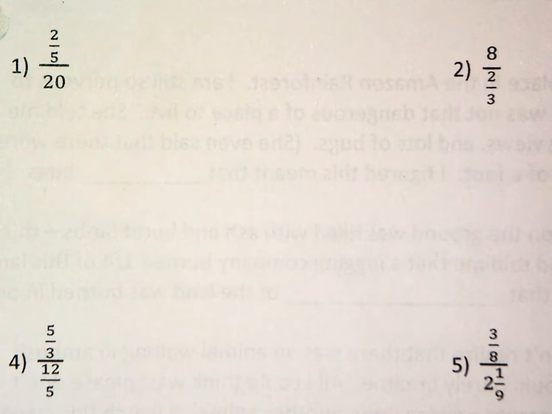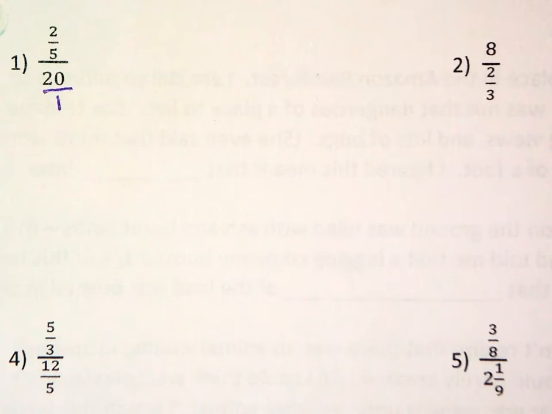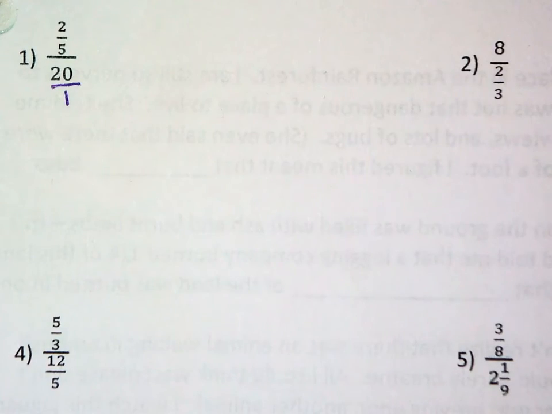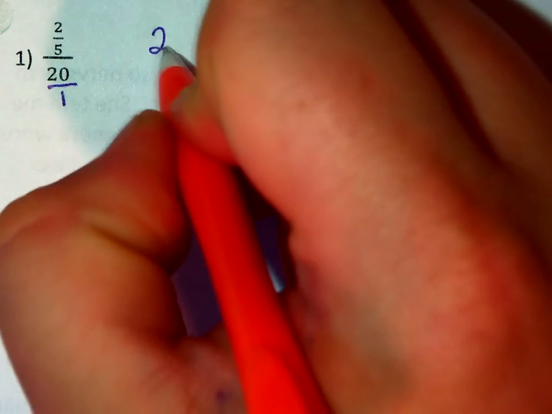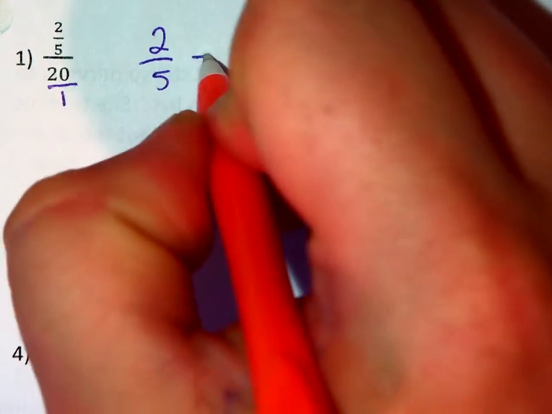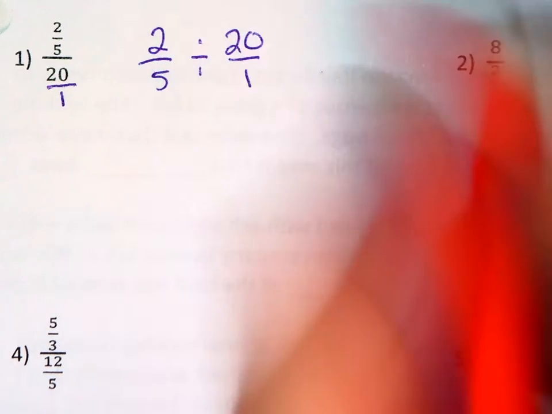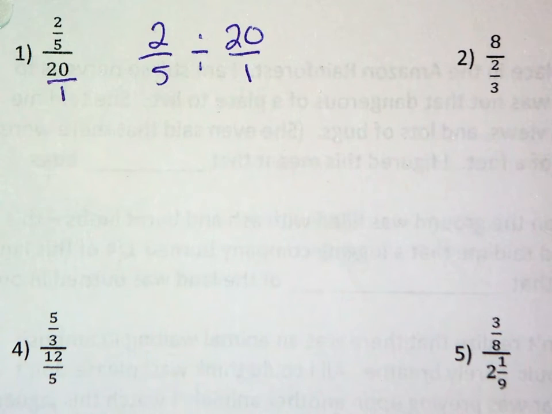And if it helps you to see it the same way we saw it in class, go ahead and write 20 as a fraction. So 20 over 1. Another thing I encourage you to do in class is to go ahead and write this out horizontally, because it will help you with some of your division rules. So 2/5 divided by 20 over 1.